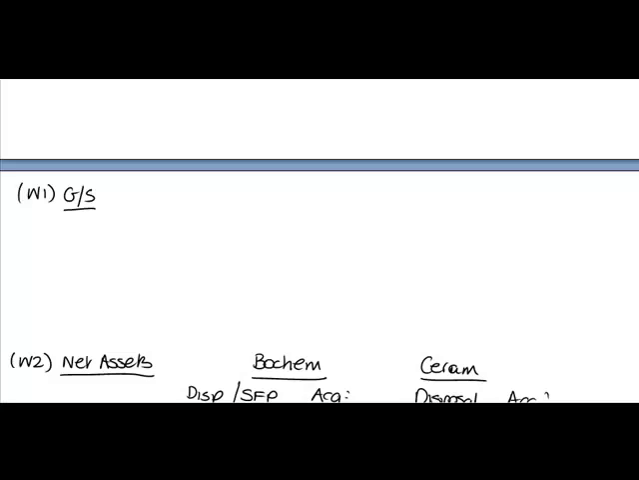So the first thing to do with Ashanti is to determine our group structure. And we could do this during our 15 minutes of preparation time. And we're told that Ashanti has 70% of Bochum, and Bochum has 80% of Ceram.